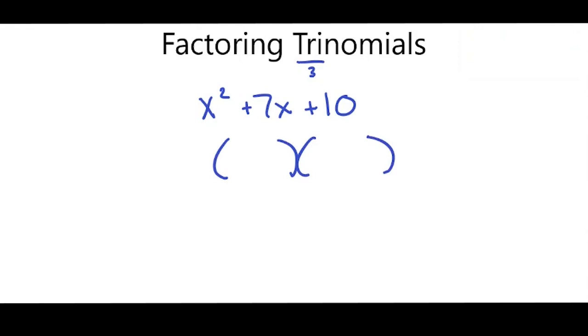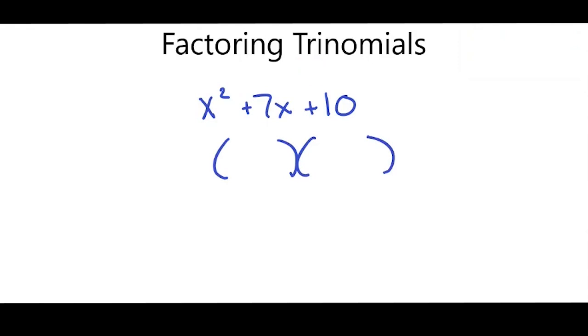Hello again. Today we are factoring trinomials. So a trinomial has three terms, such as x squared plus 7x plus 10. And the way we factor this is we can break this into two binomials. Notice tri means three. And we're going to factor this into two binomials, which each has two terms.